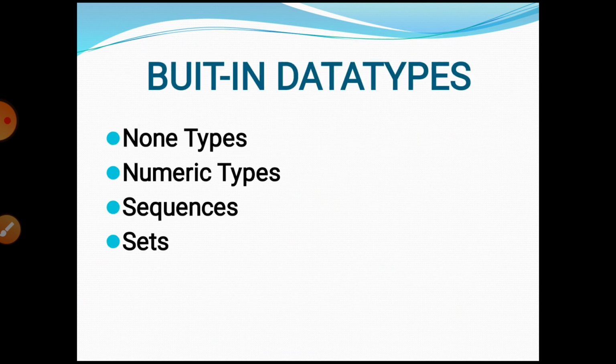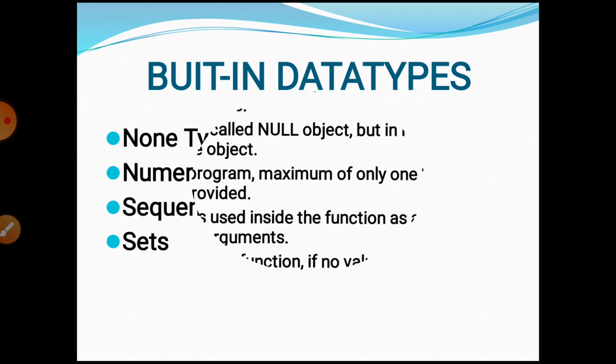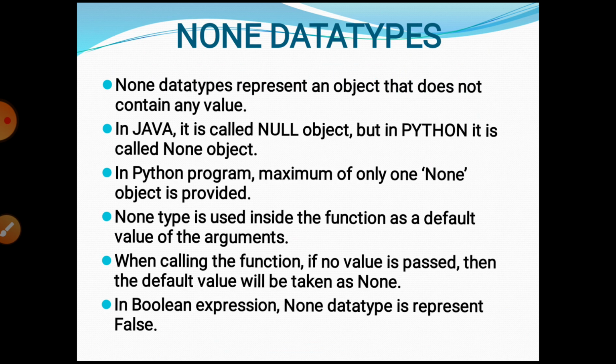So here is the list of built-in data types: none type, numeric types, sequence, and sets. Now let's start with the first one, that is none data type. It is very important. None data type represents an object that does not contain any value. If a variable stores a none value, it means it is nothing. In Java it is called a null object, but in Python it is called a none object. In a Python program, a maximum of only one none object is provided.